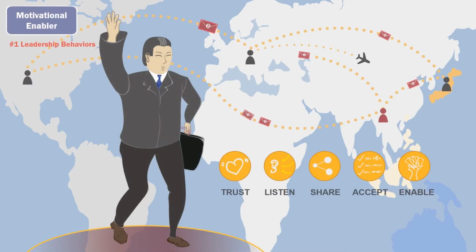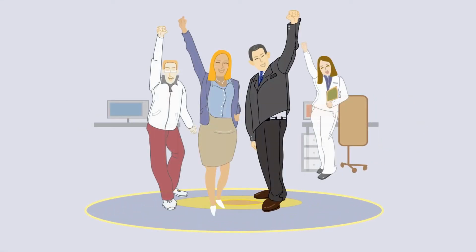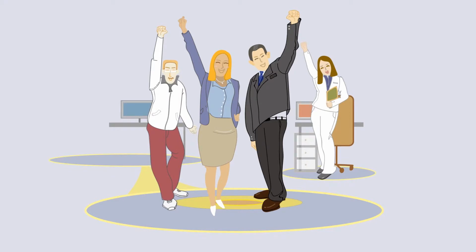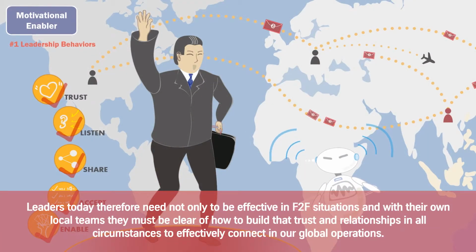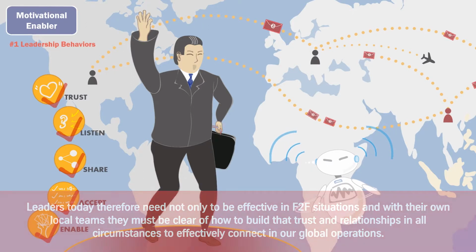One last consideration here. As leaders today, we must accommodate diversity and virtual teams. This brings with it different cultures, locations, and communication challenges which may hinder our ability to successfully demonstrate all 5 of these traits. Leaders today, therefore, need not only to be effective in face-to-face situations and with their own local teams, but they must be clear on how to build a team with trust and relationships in all circumstances and effectively connect in our global operations.